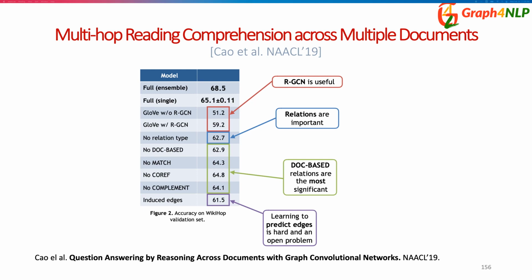That means the relations are very important. And then you can also see the importance of different types of relations. So from the table, you can see, right, if we remove the document-based edge, then we're going to see a very significant drop. The other ones are less important. Especially if you look at the coref and the complement, they're definitely less important than the match one, because based on exact match, that captures the most important and reliable information.